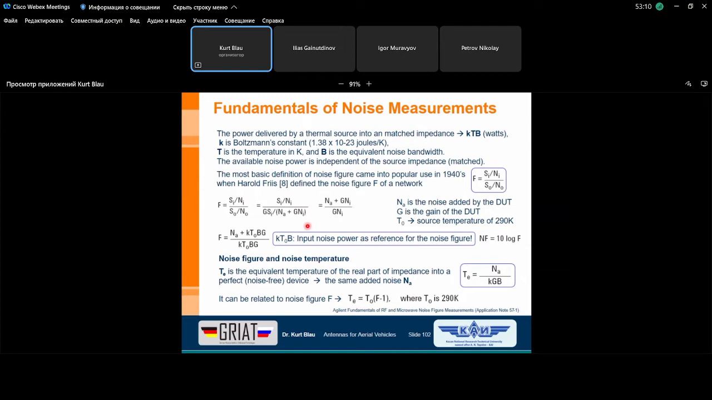Additional noise behavior of these active parts also depends on the environmental temperature, meaning this is a contribution of thermal noise, and both parts together are expressed with this additional noise power coming from our active device, coming from our amplifier.